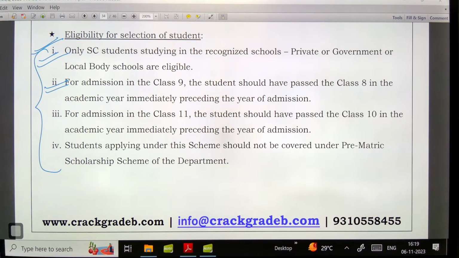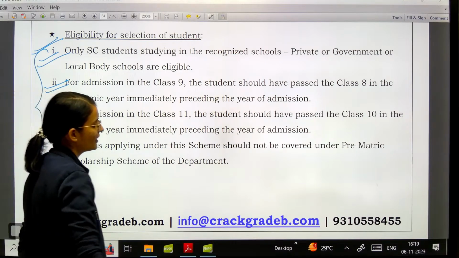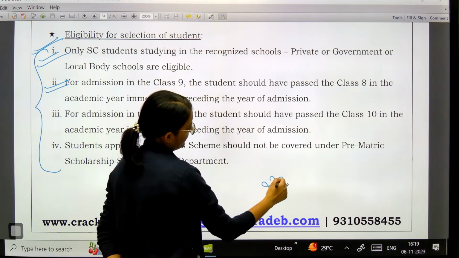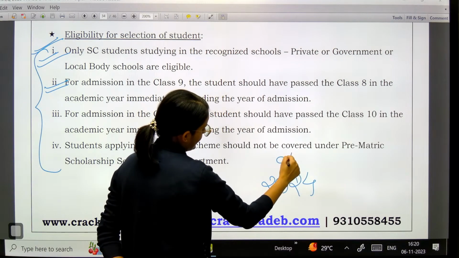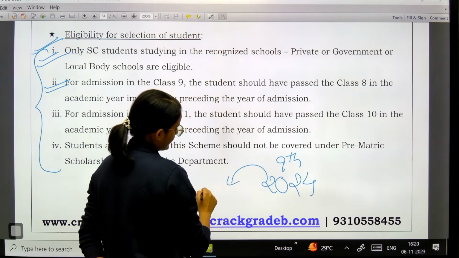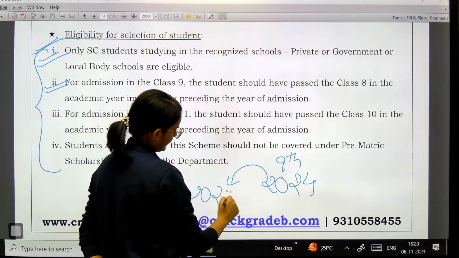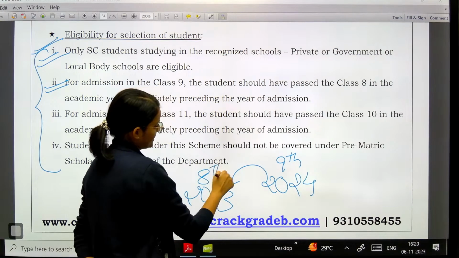For admission in class 9, the student should have passed class 8 in the academic year immediately preceding the year of admission. So if anybody wants to take admission in 2024 for class 9, he should have passed class 8 in 2023, that is the immediately preceding year. Okay.